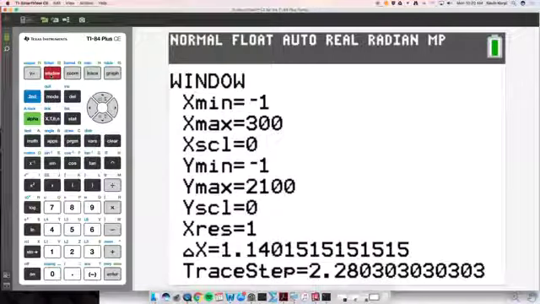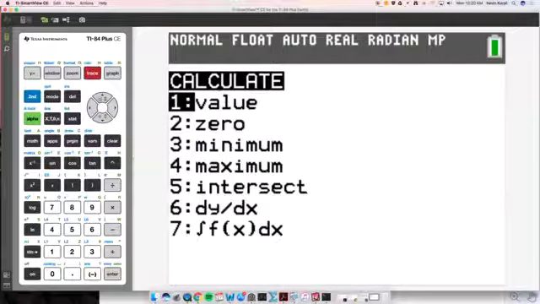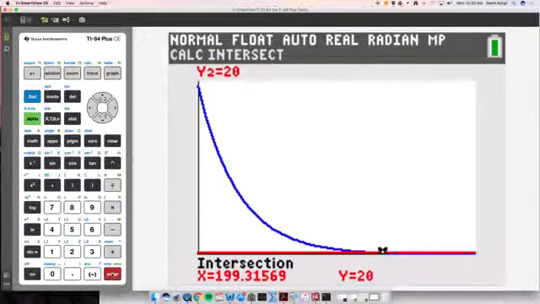If you hadn't set up your window yet, this is where you'd want to set up your nice window, hit graph, and it's going to be over here. If you want to see the blue line below the red line, you can zoom in on that point, but the calculator should be able to handle it. Second trace, number 5, enter, enter, enter. It looks like they're running into each other, but we know that they do intersect. So there it is. T equals 199.315 or 316, whichever you prefer. 0.315, and that's years.